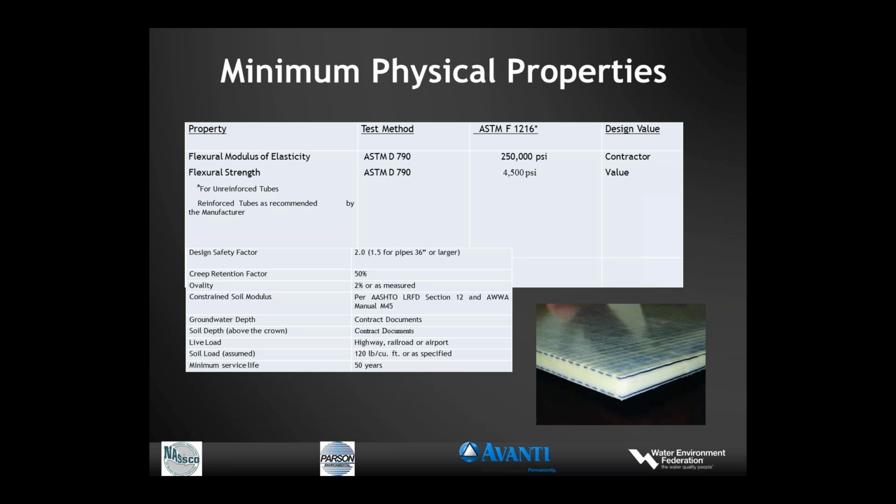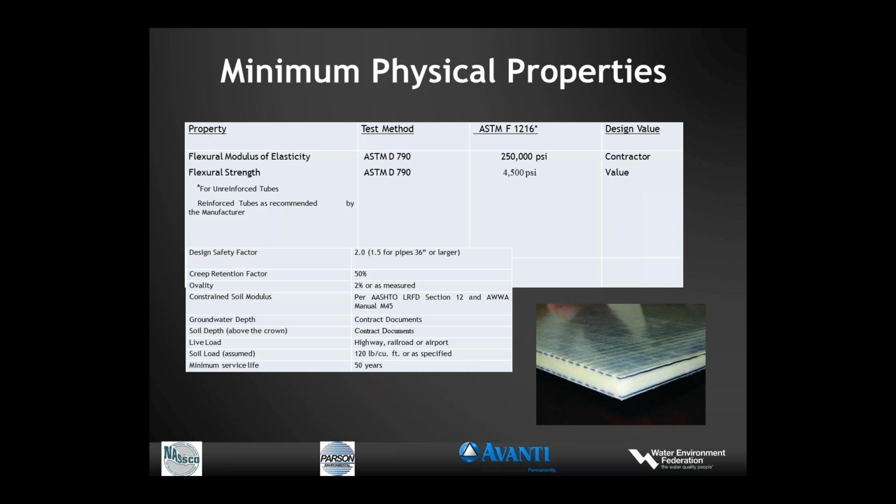These are the minimum physical properties basically out of ASTM F1216. That third column over shows the value specified in ASTM for flexural modulus, 250,000 psi. That is often what is specified in CIP specifications. But the critical word here is minimum. The last column to the right, the design value for the contractor may use a higher value.